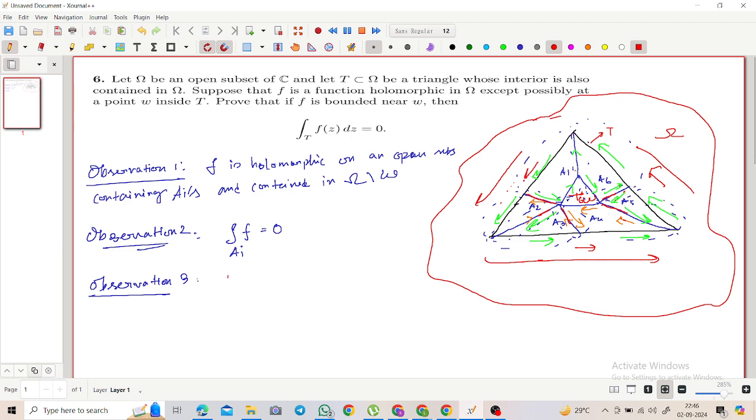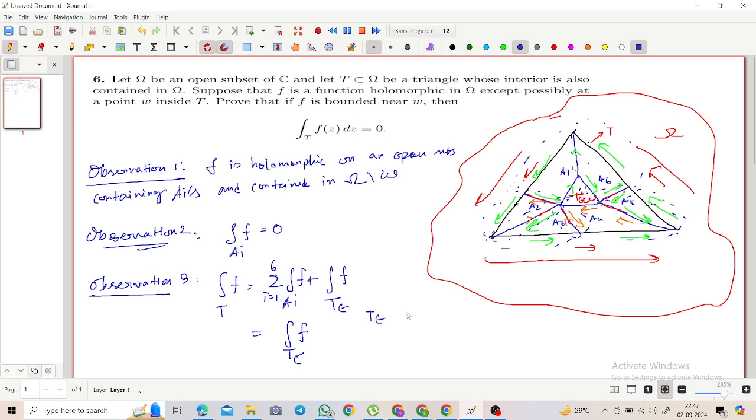Observation 3. Integration f over T is basically summation of integration f over A_i, i running from 1 to 6, plus integration f over T epsilon. Is it okay? Is everyone okay with observation 3? Yes, sir.